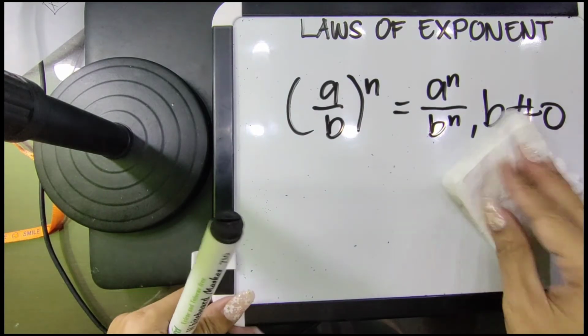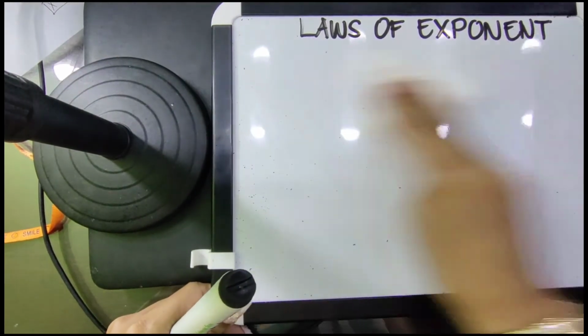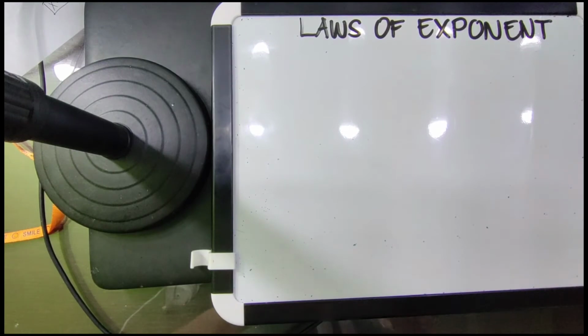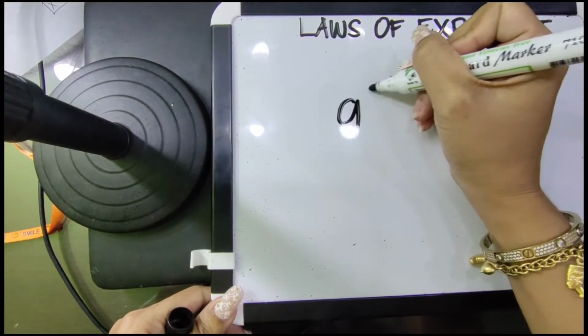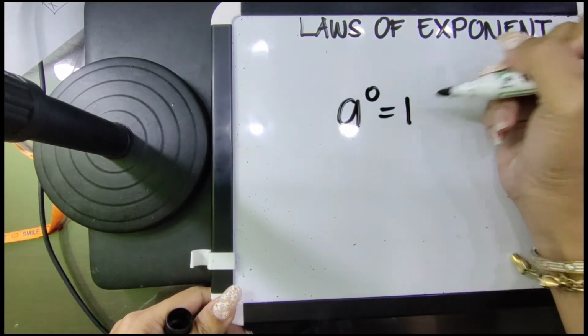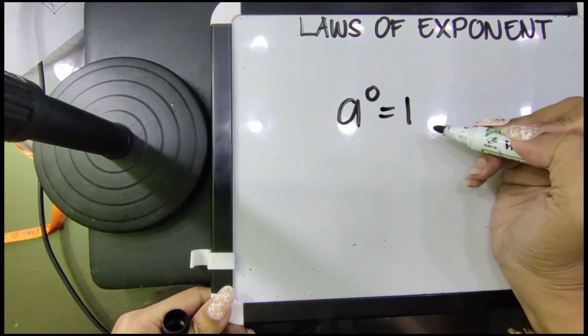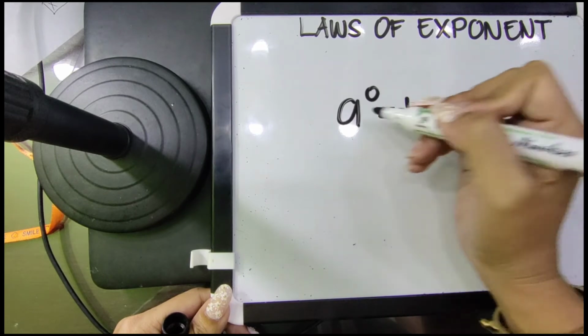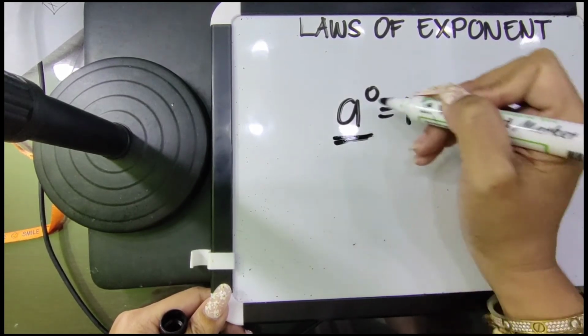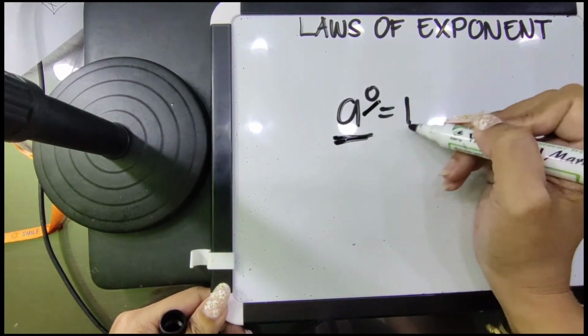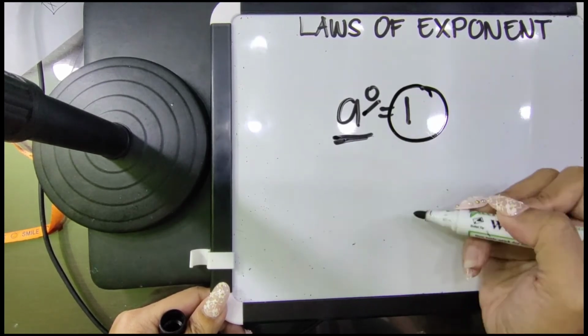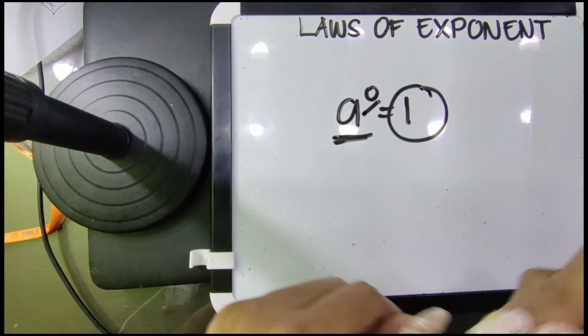We have also the zero exponent. What is the zero exponent? A raised to 0 is equal to 1. If this is the given, any number raised to 0 is always equal to 1. That is the zero exponent.